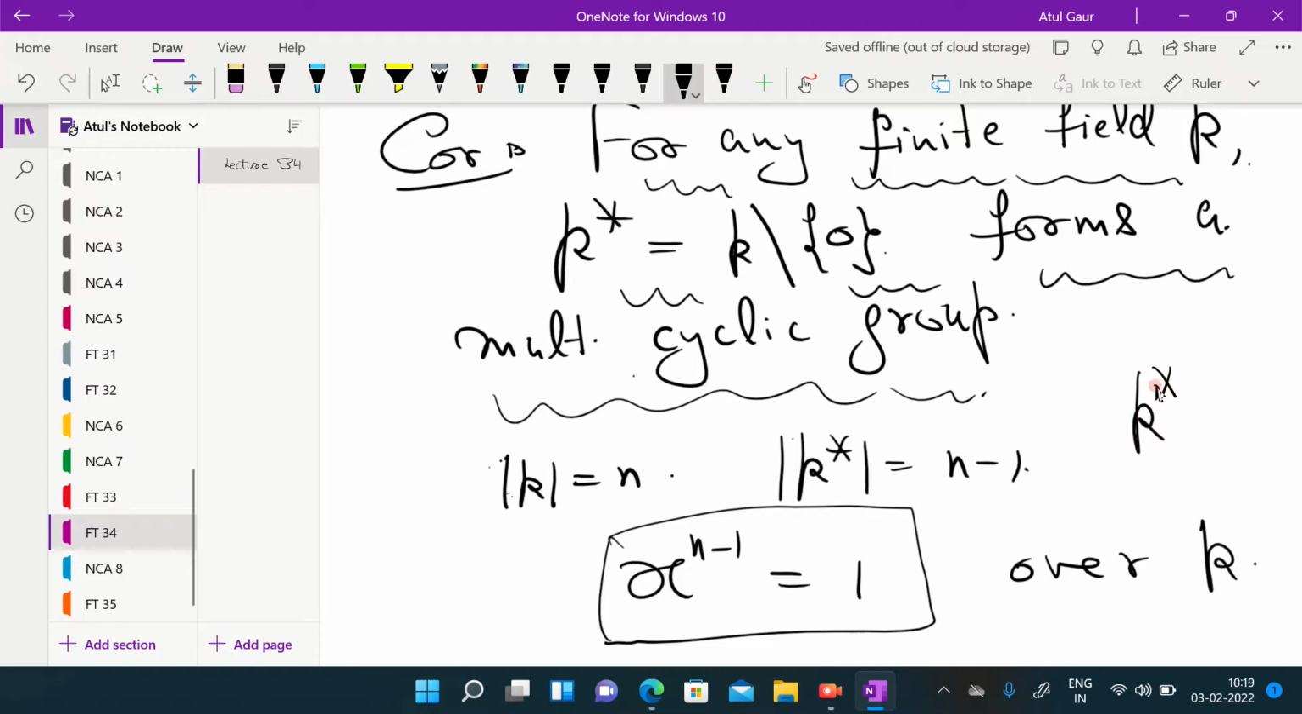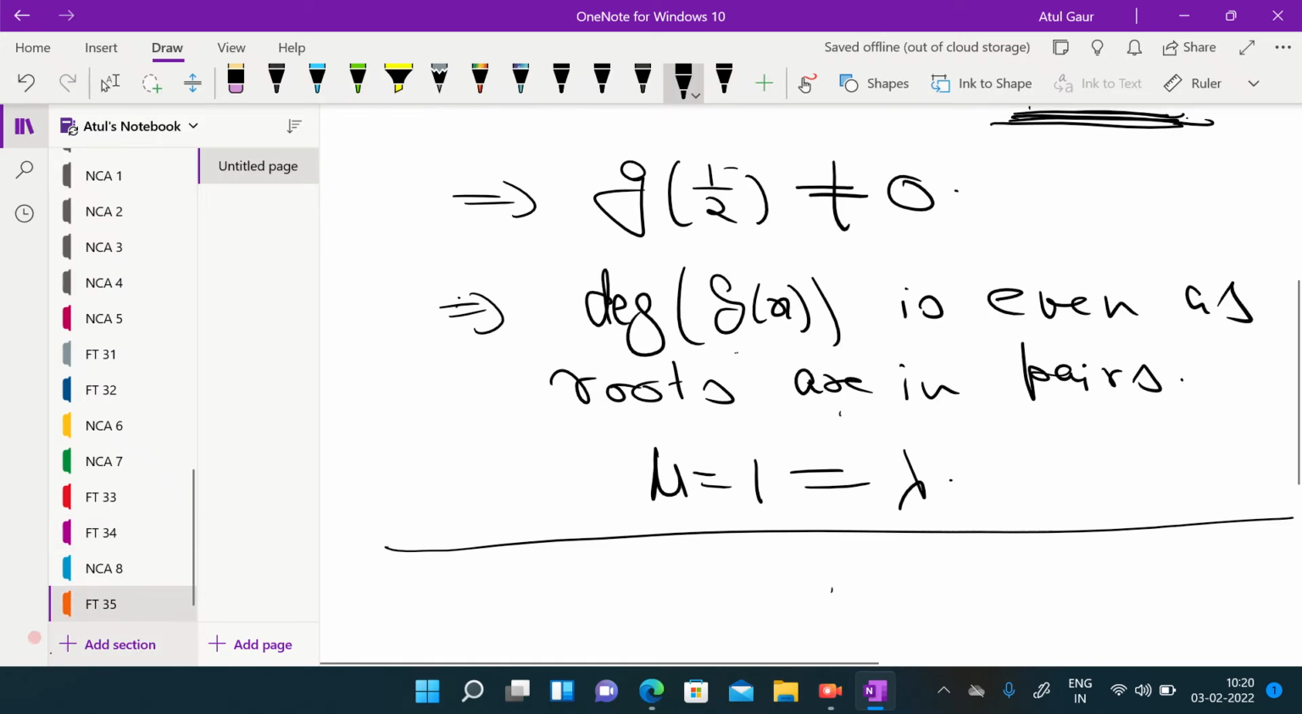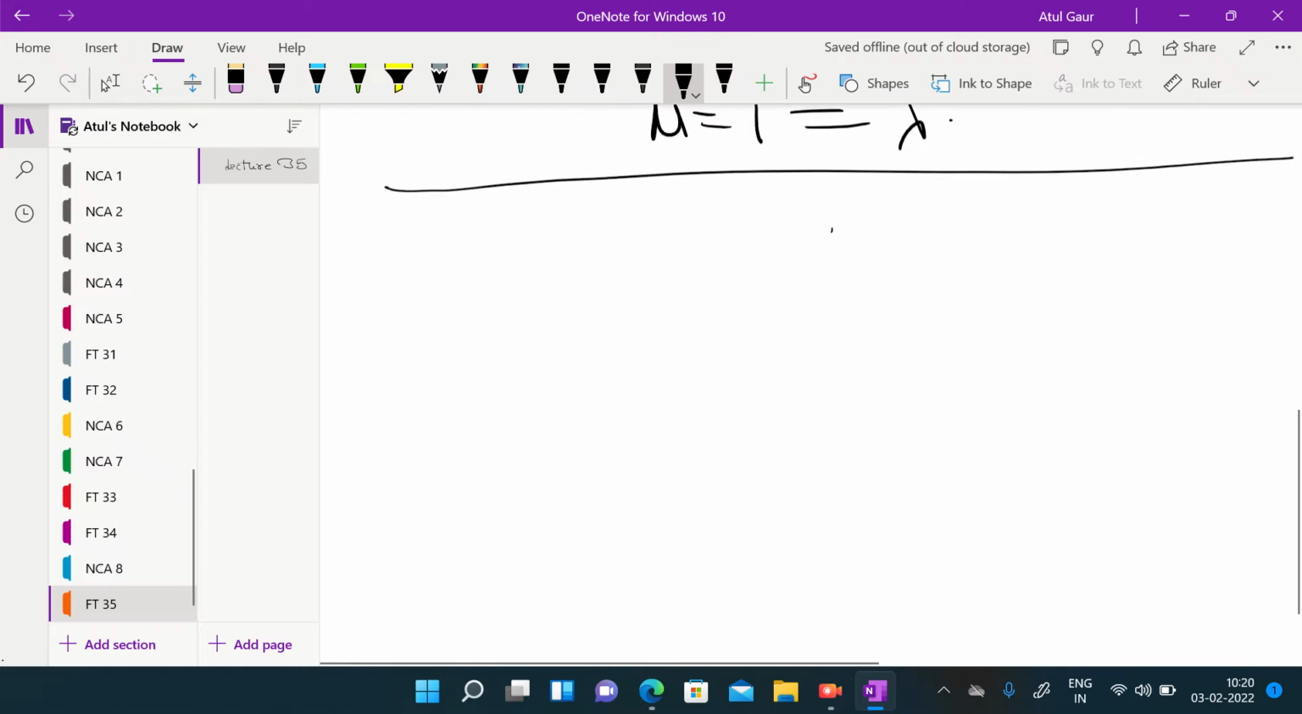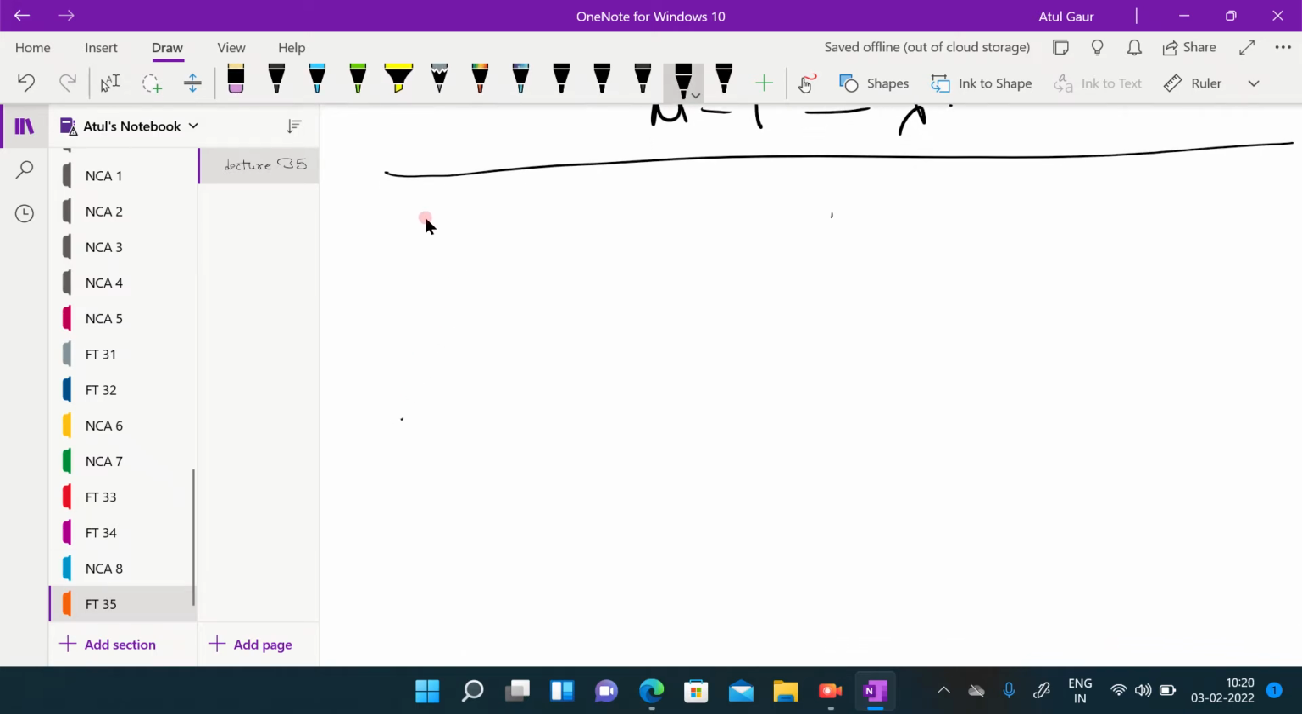See, K star is a multiplicative group. So by Lagrange, a to the power order of G is 1. That means the order of K star is n minus 1. So you have this. Is that fine? Yes, sir. Okay. So fine.